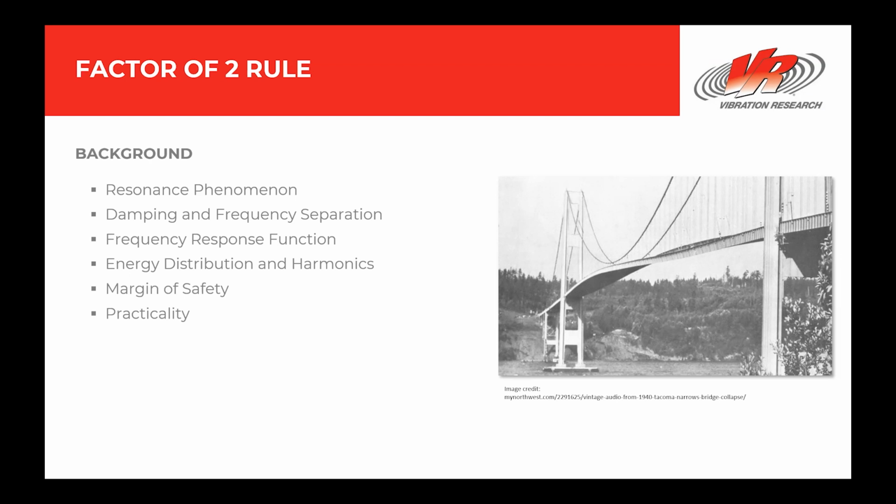In real-world systems, damping is present, which, as already explained, reduces the amplitude of vibrations at resonance. However, if the natural frequency is close to the environmental frequency, even with damping, the system can still experience significant vibration. By ensuring that the natural frequency has at least a factor of 2 separation from any environmental inputs, the risk of mechanical failure is greatly reduced.